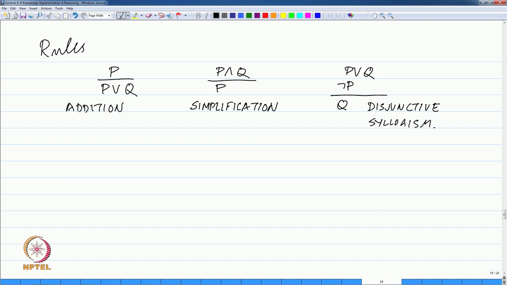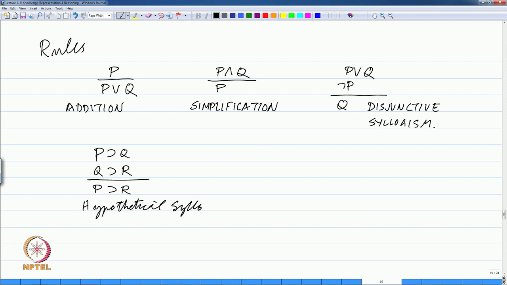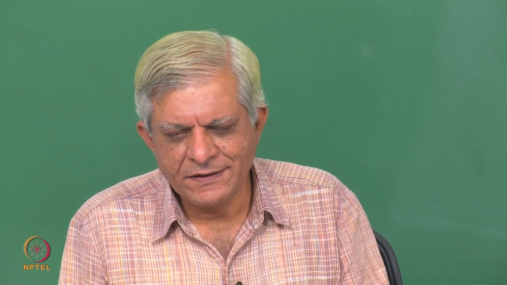There are other rules. For example, if you have p implies q and q implies r, then you can infer p implies r. This is called hypothetical syllogism. So, basically a rule of inference says that you can add new formulas using this particular pattern matching approach essentially.